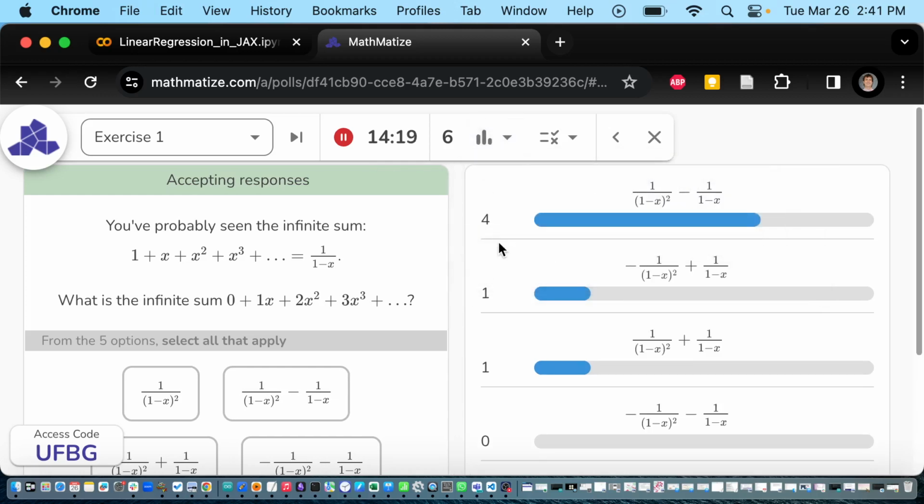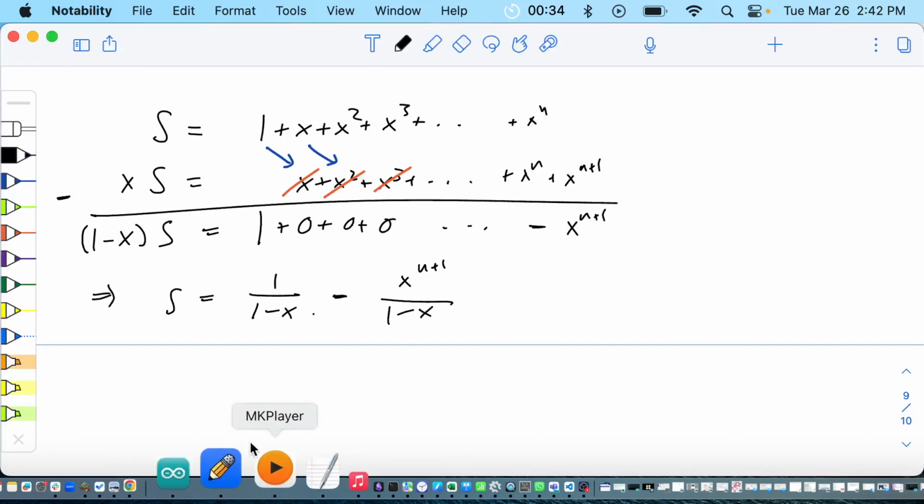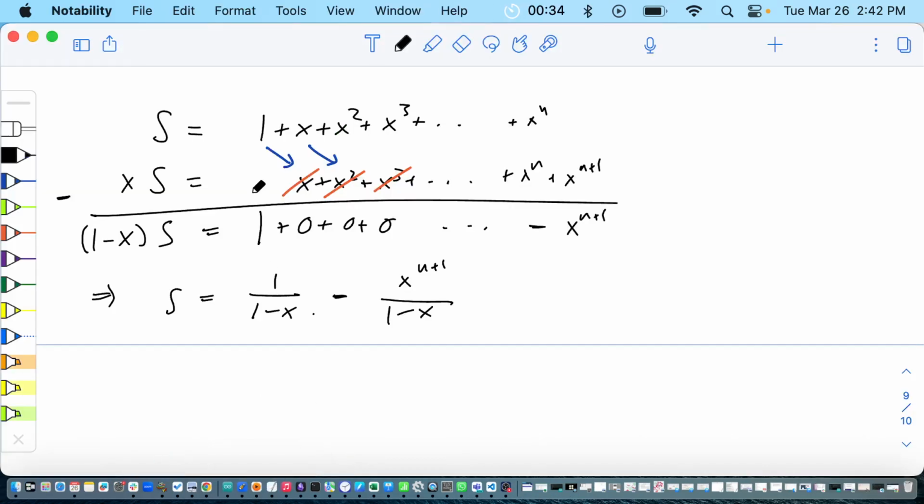Okay. So most people voted for this one: 1 over 1 minus x squared, minus 1 over 1 minus x. And I think that one is correct. So if you chose that one, that's what I had as well. Here's how you would do it. Again, it's all about writing it down and knowing that multiplying by x shifts everything over by 1.